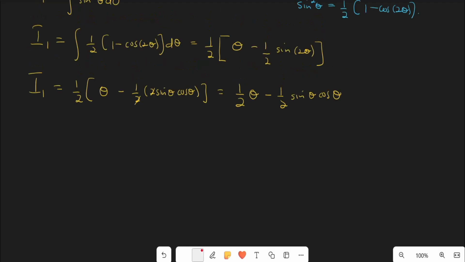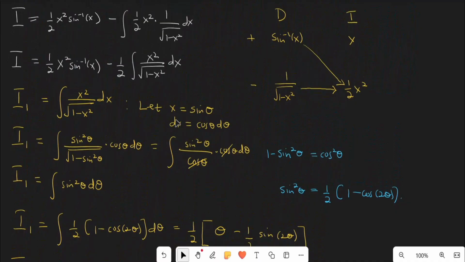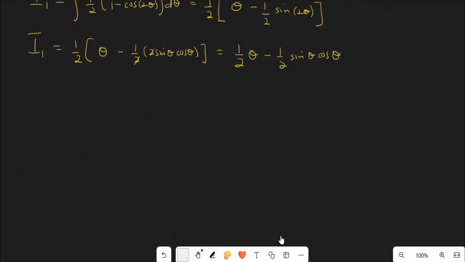Now we have to move back into the x world, right? We have to use the substitution that x is equal to sine of theta. So x is already equal to the sine of theta. That is our initial substitution.